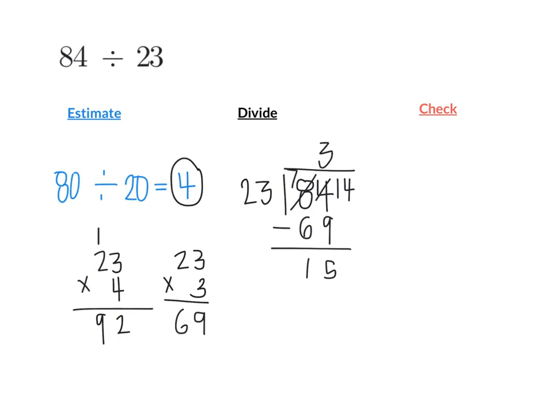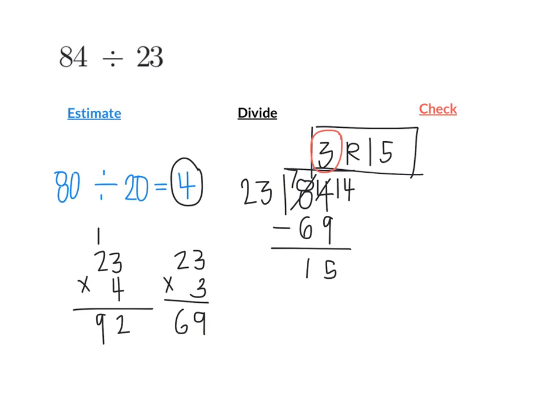Can I split 15 into 23 groups? No. As long as what's left over is smaller than your divisor, then you know that that is your remainder. And for today, you just write remainder 15. So I think my answer is going to be 3, remainder 15. Let's check our answer to see.